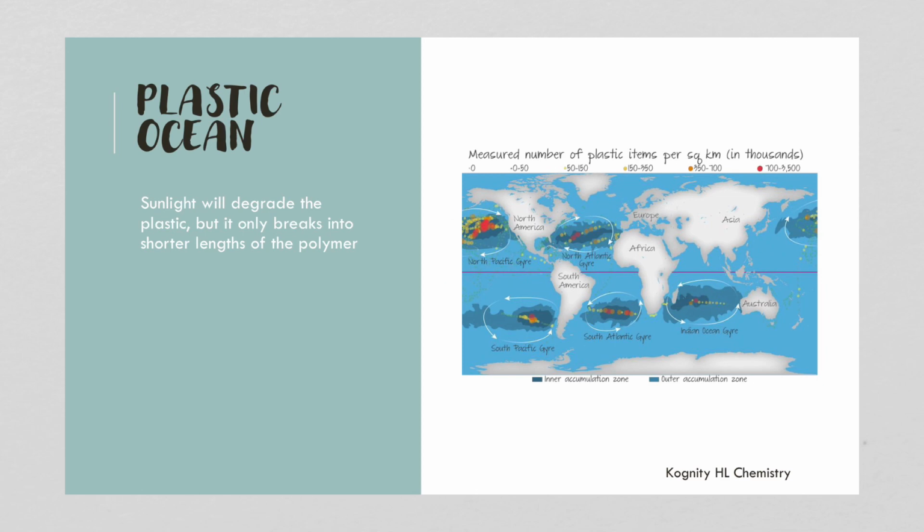What happens is, if the plastic just stayed in its unaltered state, that would not be great, but it wouldn't be as bad as what really happens. Sunlight degrades the plastic, but it only breaks the plastics into shorter lengths of the polymer. It doesn't actually decompose it or get rid of it. So now you have tiny pieces of plastic, some of them imperceptible, floating in these gyres, and then wildlife will eat it, and that's a problem.